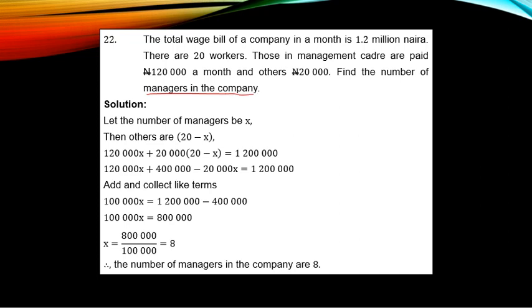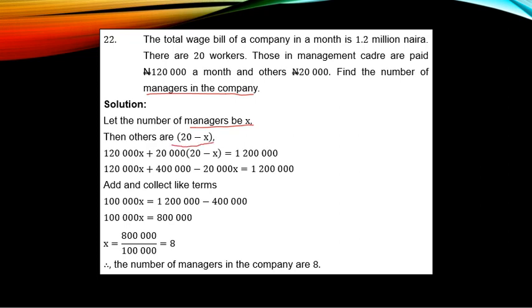So the unknown is the number of managers in the company. So let the number of managers in the company be s. Meanwhile, there are 20 workers in the company. If the number of managers is s, then what of the remaining workers? If you subtract s from 20, you get the remaining workers. So others are 20 minus s.